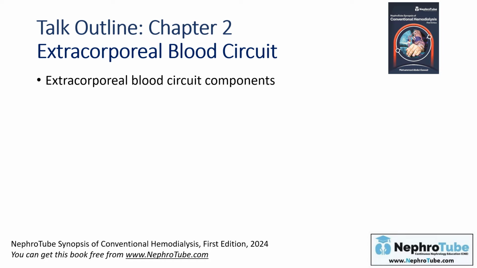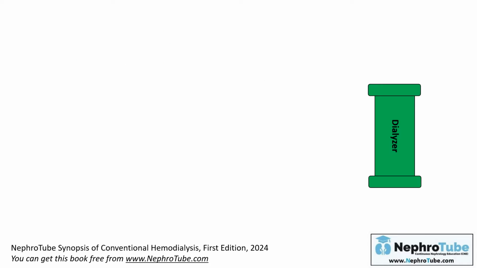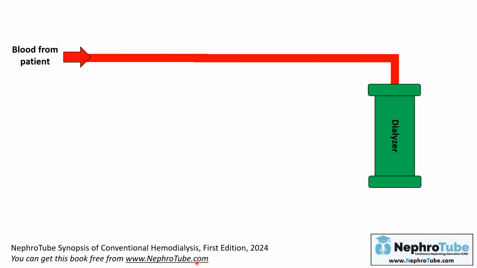Starting with extracorporeal blood circuit components. The extracorporeal blood circuit generally consists of three components: the blood pump, blood tubing set, and dialyzer. Let's start by discussing the blood tubing set. The blood tubing set is formed of two components. The first one is the arterial segment, which is also called the inflow segment. It is called the inflow segment as it brings blood from the patient into the dialyzer.